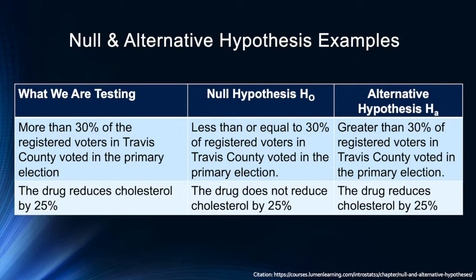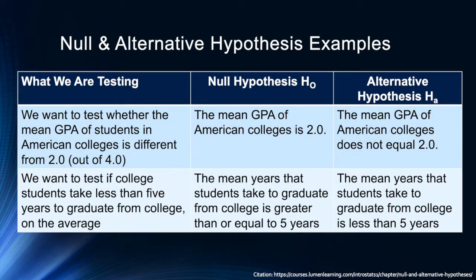The next example is a drug reduces cholesterol by 25%. So our null hypothesis is it does not reduce cholesterol by 25%. So it could be more or less. And then the alternative hypothesis is it reduces cholesterol by 25%. So that's what we want to prove. Couple more examples. Go ahead, somebody.